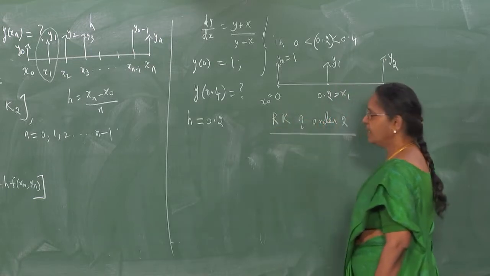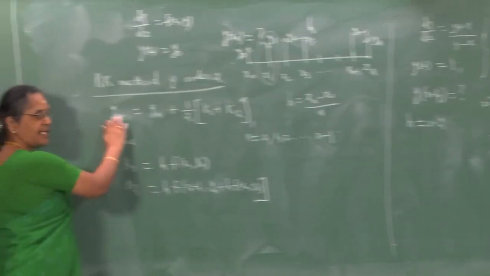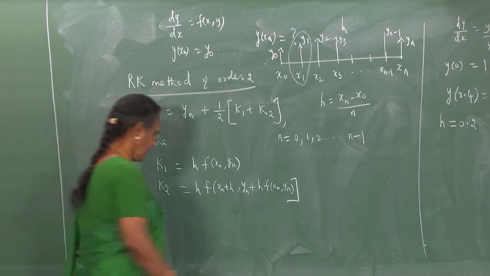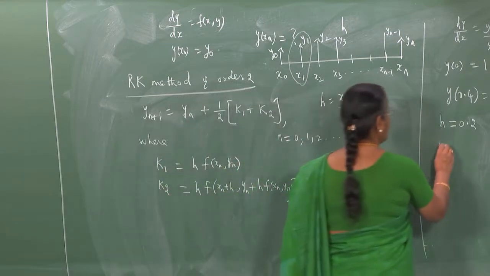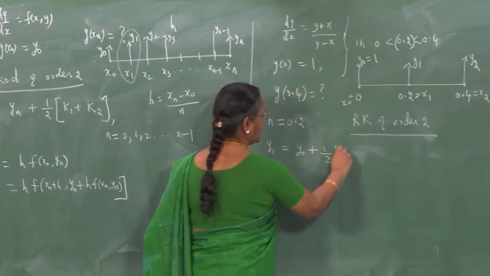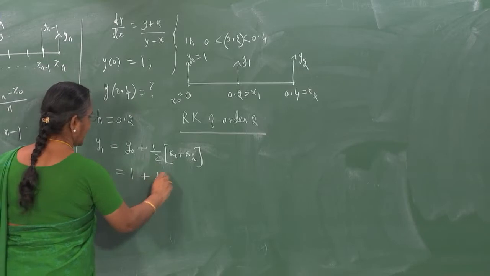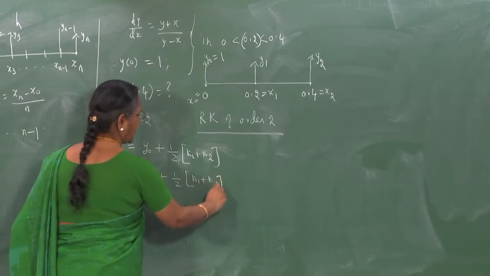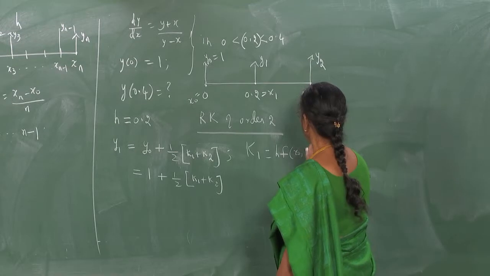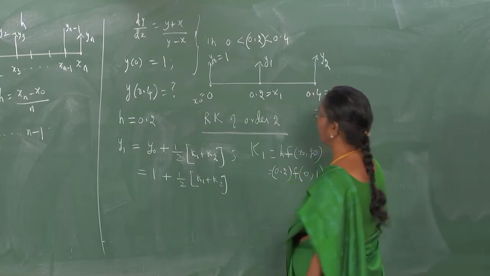So, let us see how we can obtain the solution. We already have derived Runge-Kutta method of order 2, and we know that we have to use this to obtain the solution of that problem. So, what is y1? y1 will be from here y0 plus half of (k1 + k2). So, that will be 1 plus half of (k1 + k2). What is k1? k1 is h into f(x0, y0). So, 0.2 times f of x0 is 0, y0 is 1.